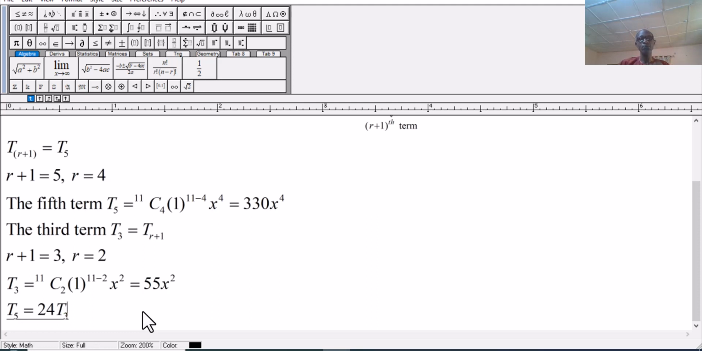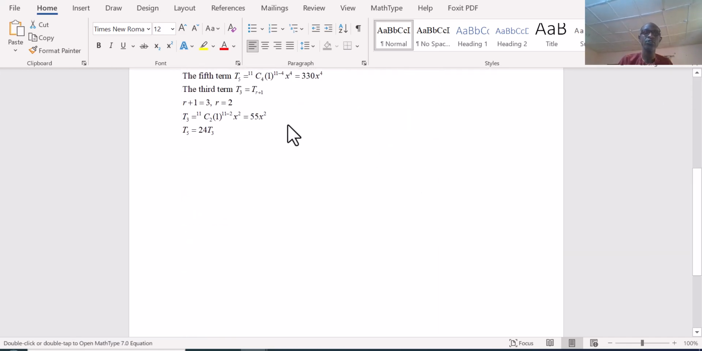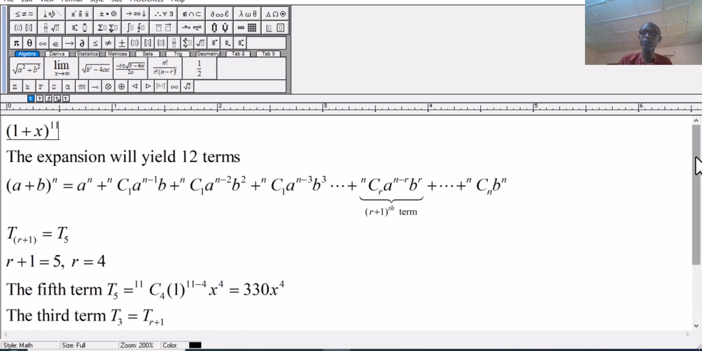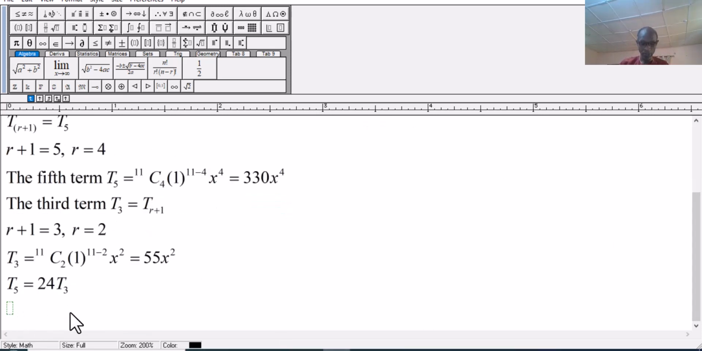So that is from the question. Let's look at the question again. The fifth term is 24 times the third term. Then we should find the value of x. So we can now start solving. We know our T5, the fifth term, we got it to be 330x to the power of 4. And I know 24, and I know the third term also, so I'm going to put that here.